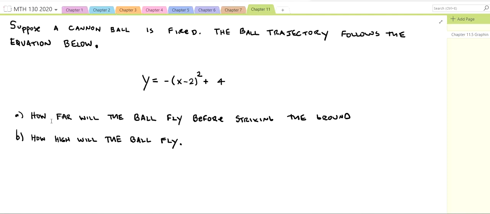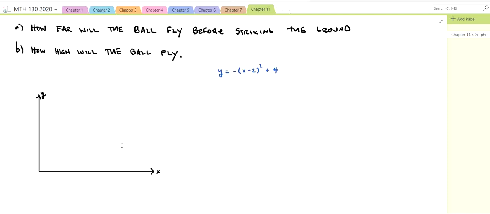And I'm going to ask these questions. How far will the ball fly before striking the ground? How high will the ball fly? Well, if we can plot the trajectory, we might be able to figure that stuff out. Okay, so here I put in a Cartesian axis now. And for reference, I redrew our equation down here. And let's just do the same thing we did before. Let's just set a table up and start putting in values.